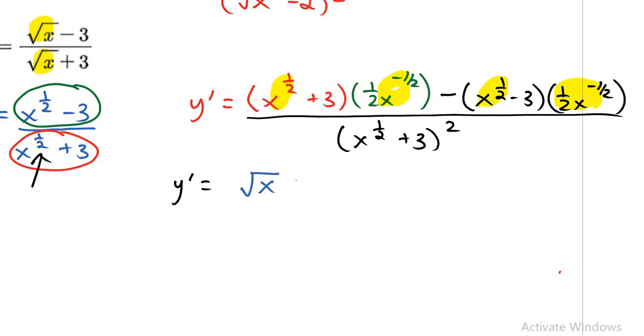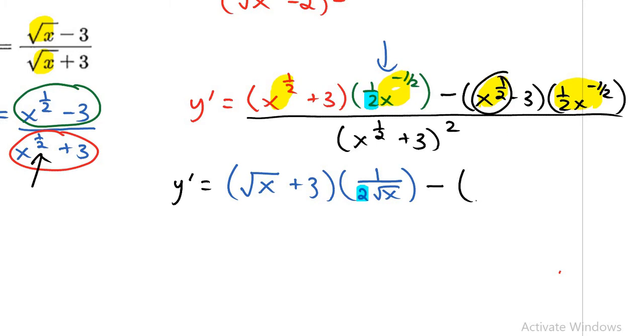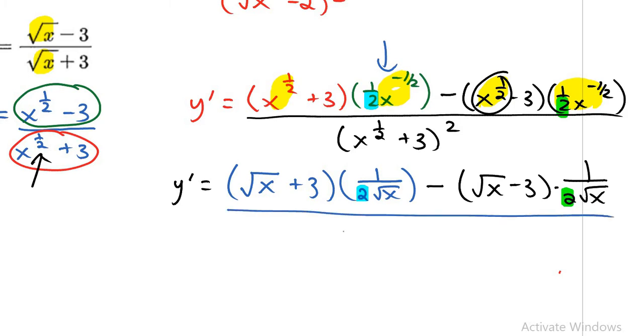So this will be root x plus 3, all in brackets, and this expression here would be 1 over 2 root x, and this 2 right there is that 2 right there, minus root x minus 3 times 1 over 2 root x, and once again this 2 right here is that 2 right there. Then you can finish off by writing the denominator as root x plus 3 all to the power of 2. So that's the derivative for question number 6.